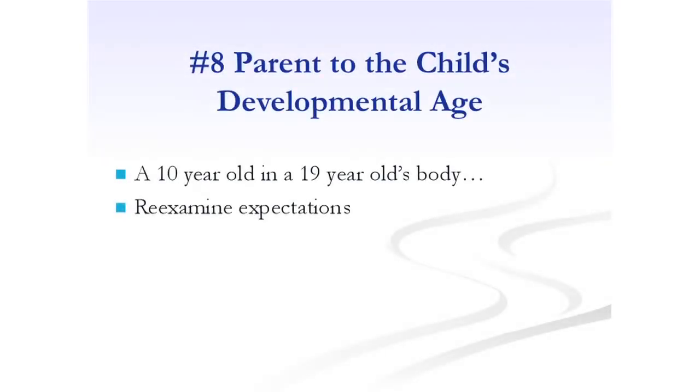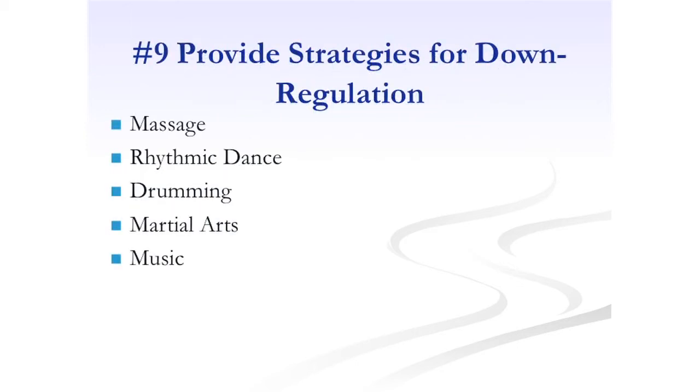And so you have to re-examine expectations and be very clear in your expectations, especially when it comes to sexuality. Number 9, provide strategies for down-regulation. And in the early teens, this is a good time to have the young person involved in the martial arts. Taekwondo is great. Music, drumming, rhythmic dancing, massage therapy, those are all strategies for down-regulation.